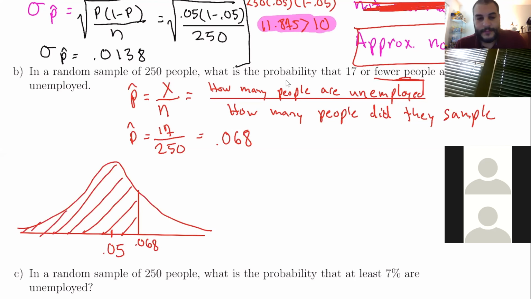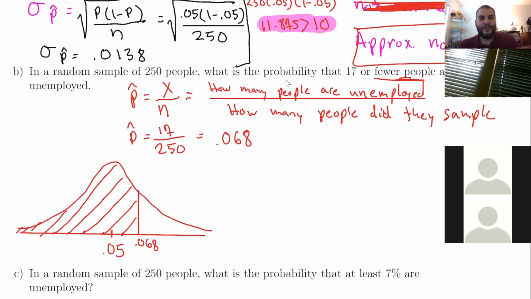So this is like our other problems, except we had to figure out what they wanted, as opposed to P of p hat less than 0.068. We just had to figure out that percentage. Yeah, exactly. In the other problem, I gave you those percentages, but in this problem, I tell you how many people we want out of the total amount of people that they sample. But you approach it the same way.